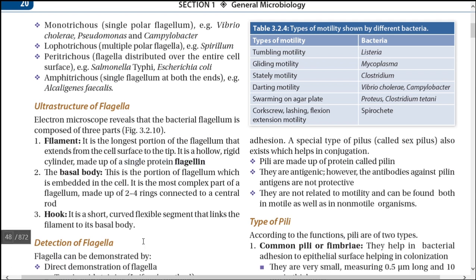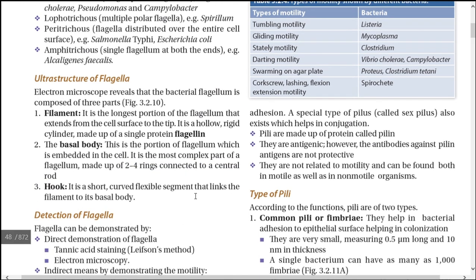If you take basal body, it is the portion of flagellum which is embedded or inserted inside the cell. It is made up of 2 to 4 rings connected to a central rod. This is the structure of basal body. Hook links the filament to the basal body.